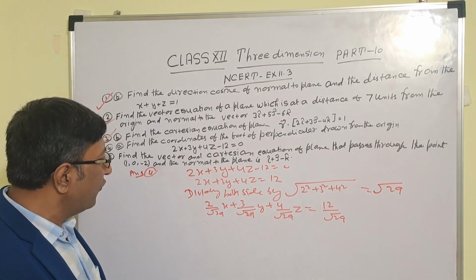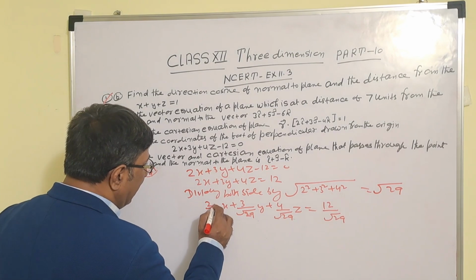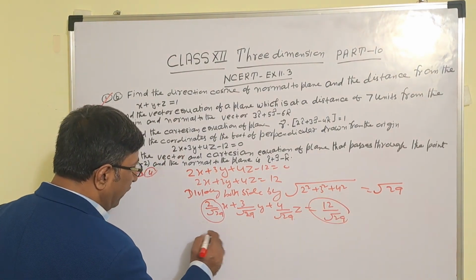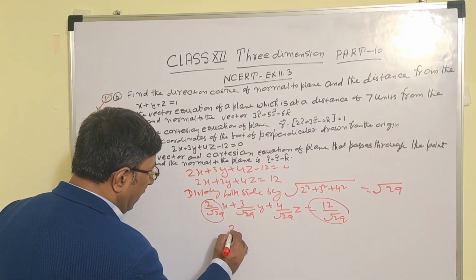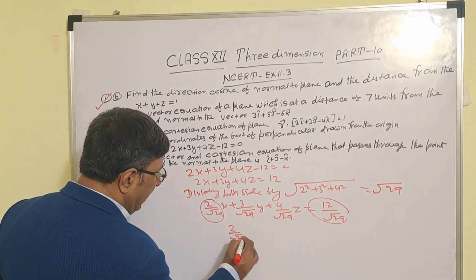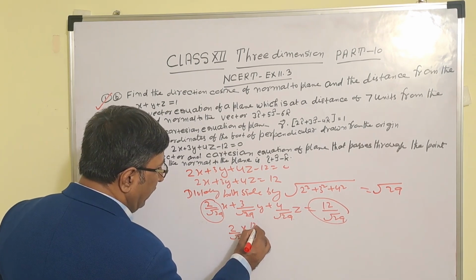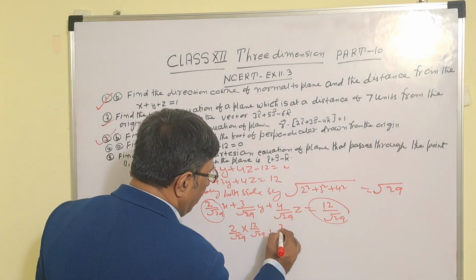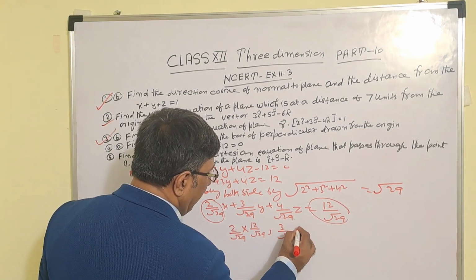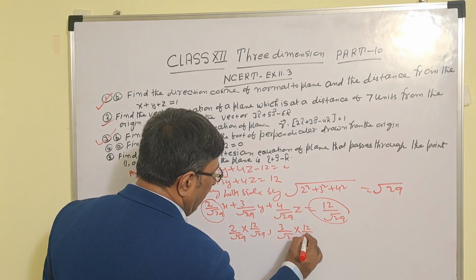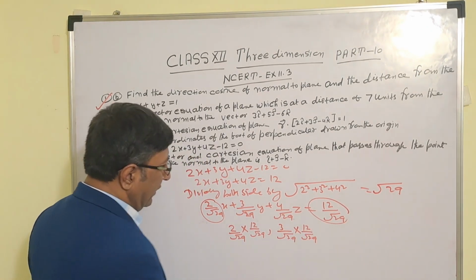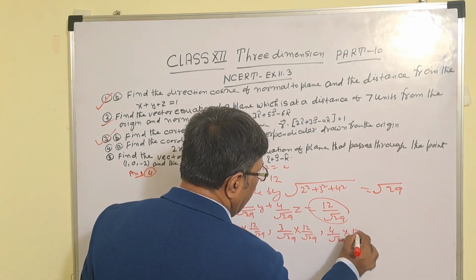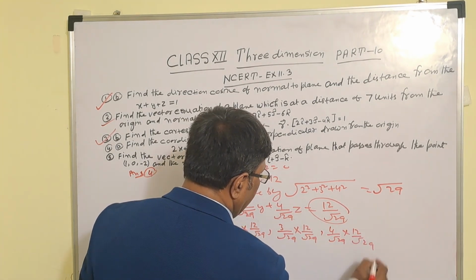So the coordinates of the foot of perpendicular are given by what? This is L into D. So the coordinates of the foot of perpendicular will be: 2 upon root 29 multiplied by 12 upon root 29, again 3 upon root 29 multiplied by 12 upon root 29, again 4 upon root 29 multiplied by 12 upon root 29.